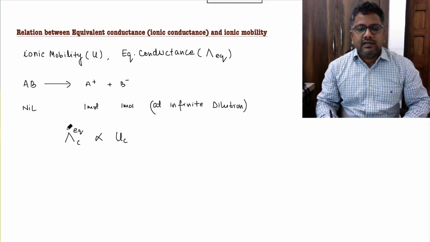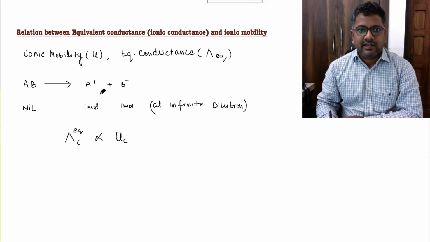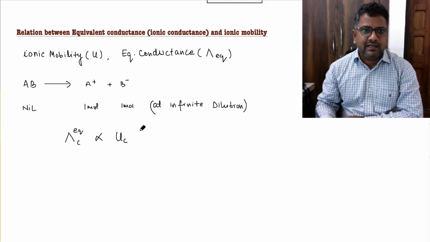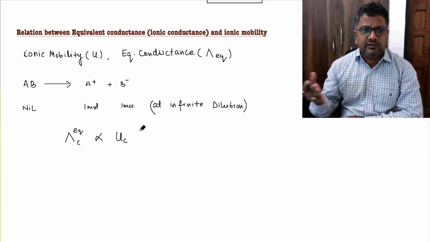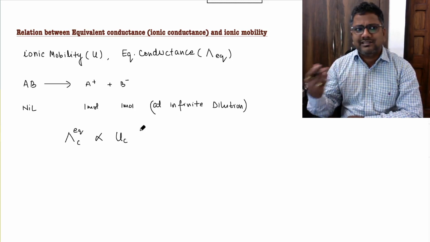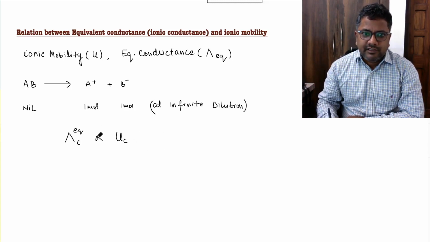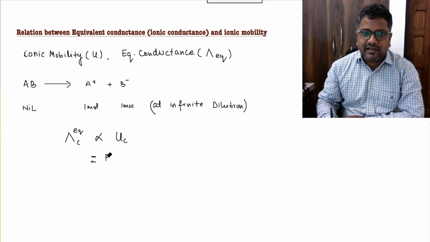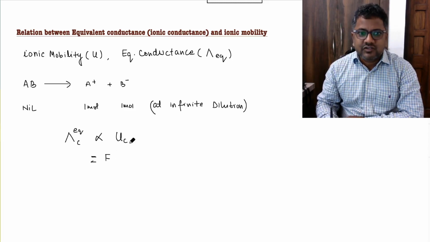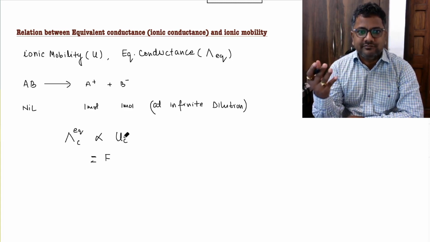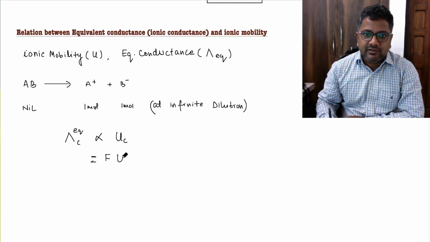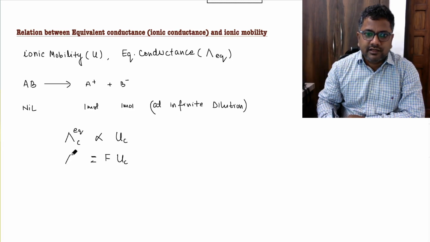Means the more the equivalent conductance for a given cation, the more the ionic mobility. As I have shown you in the table also, the ion which has more equivalent conductance has more ionic mobility as well. So if we replace this proportionality sign, then one constant comes in, and that constant is basically Faraday's constant. These two are related with the charge basically. So F into UC.